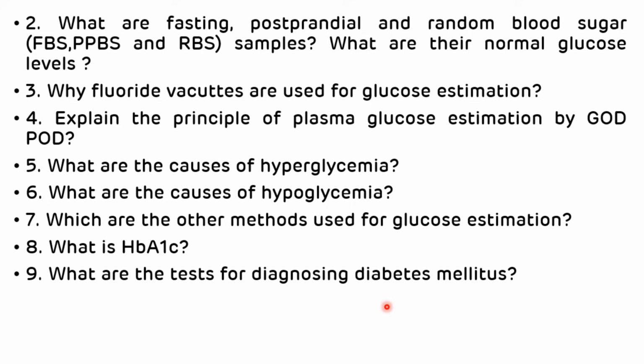What are the tests for diagnosing diabetes mellitus? The first test we have already discussed, that is glycated hemoglobin. If the glycated hemoglobin is more than 6.5%, then that is one of the criteria for diagnosing diabetes mellitus. Another test we can do for the diagnosis of diabetes mellitus is the oral glucose tolerance test, which is called OGTT.